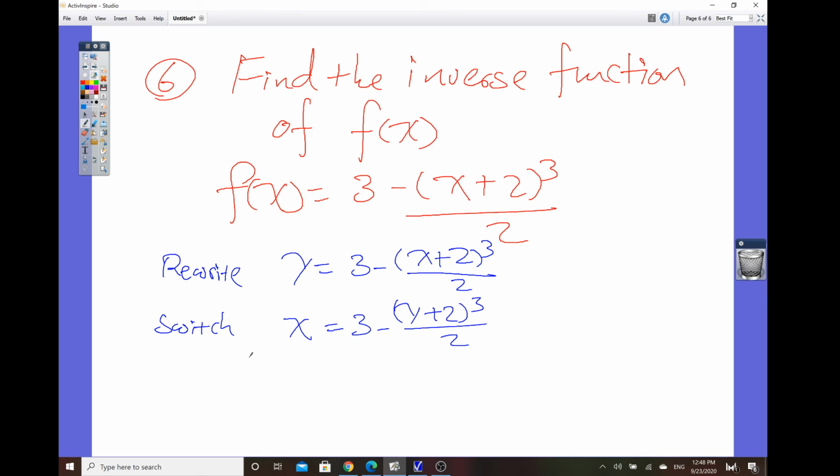So first thing you want to do, subtract 3 on both sides. Now, on the right hand side, what's left here is just negative y plus 2 quantity to the power of 3 over 2. And now the next thing you want to do is multiply both sides by negative 2, because this one is dividing by 2, but there's a negative 1 here. Or you can say just multiply by the reciprocal of negative 1/2. So multiply by negative 2 on both sides.